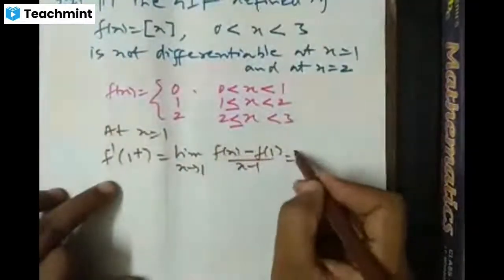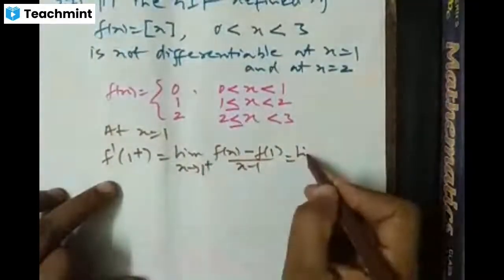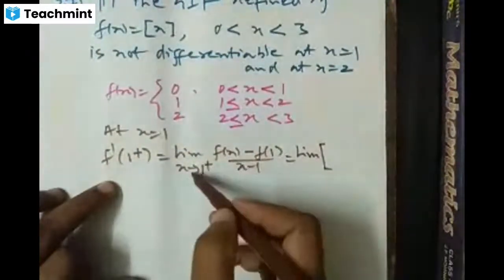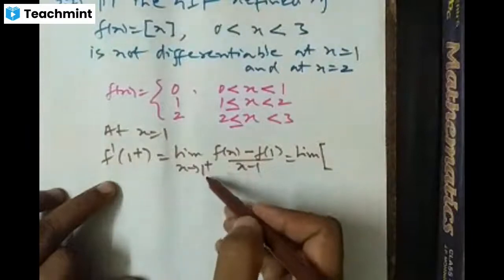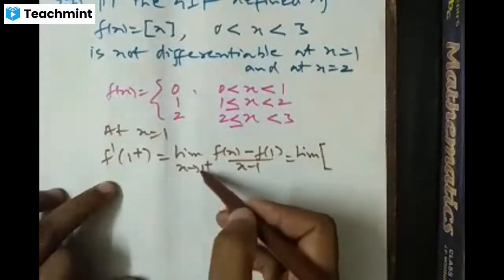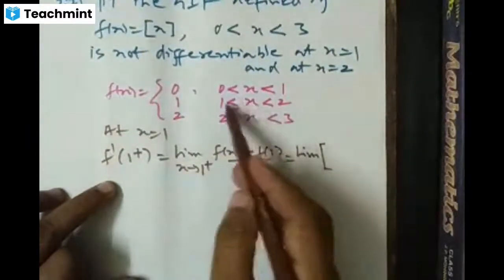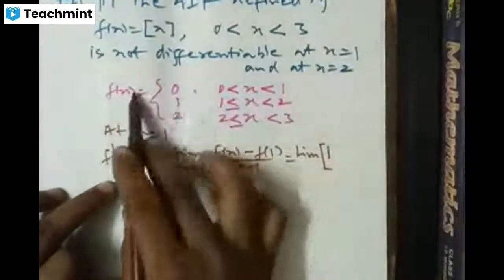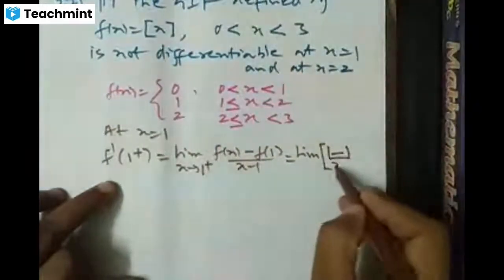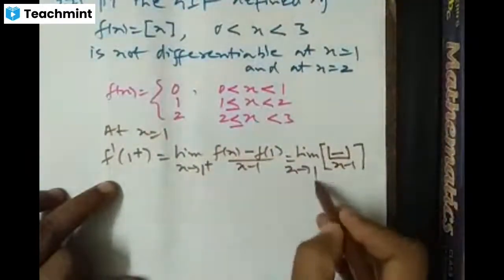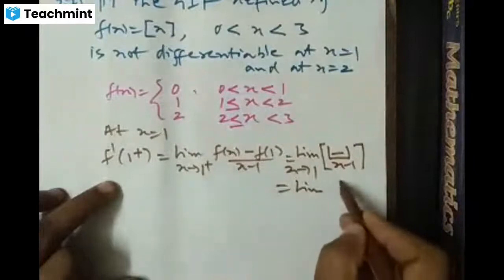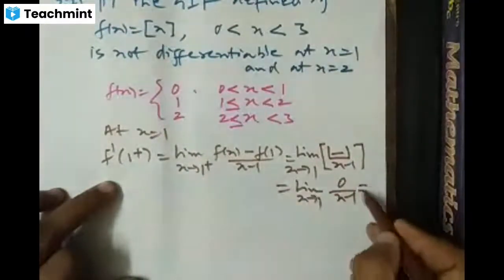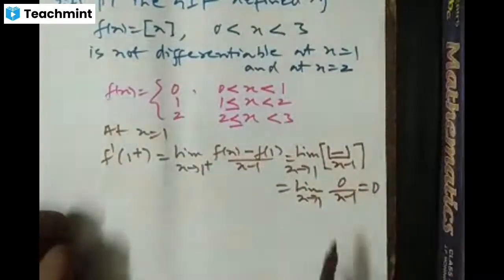Now what is the function f of x when x tends to 1 from the right side? When x tends to 1 from the right side, obviously x takes values which are more than 1. In that case f of x is 1, right? What is f of 1? f of 1 is also 1, divided by x minus 1 as x tends to 1. So 1 minus 1 is 0, right? 0 by x minus 1 as x tends to 1. So this is nothing but 0. Right hand derivative is 0.